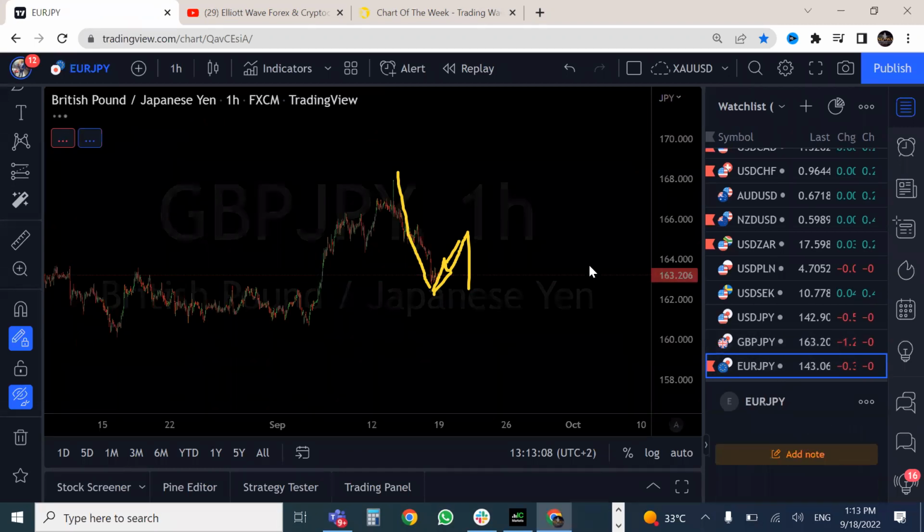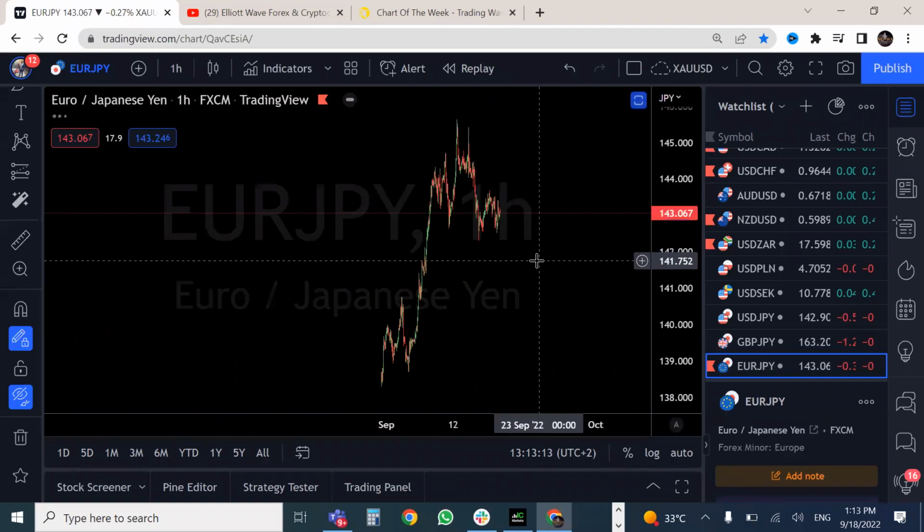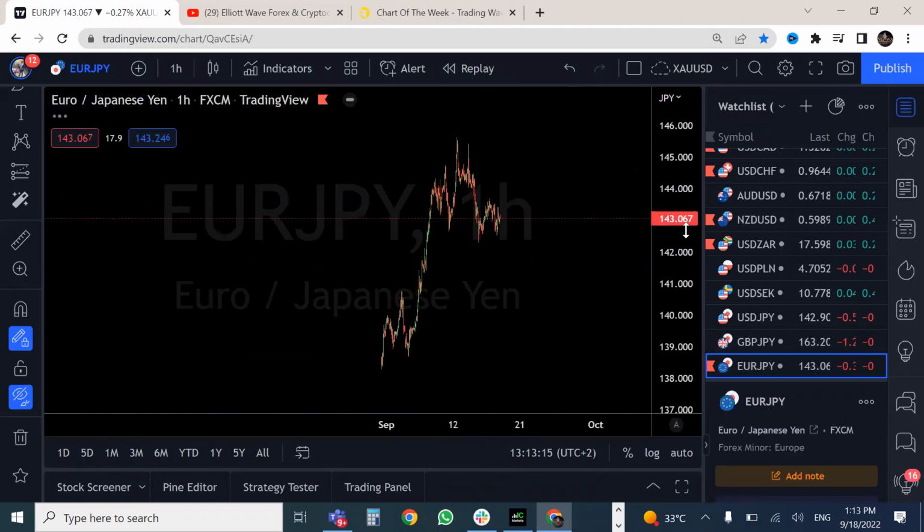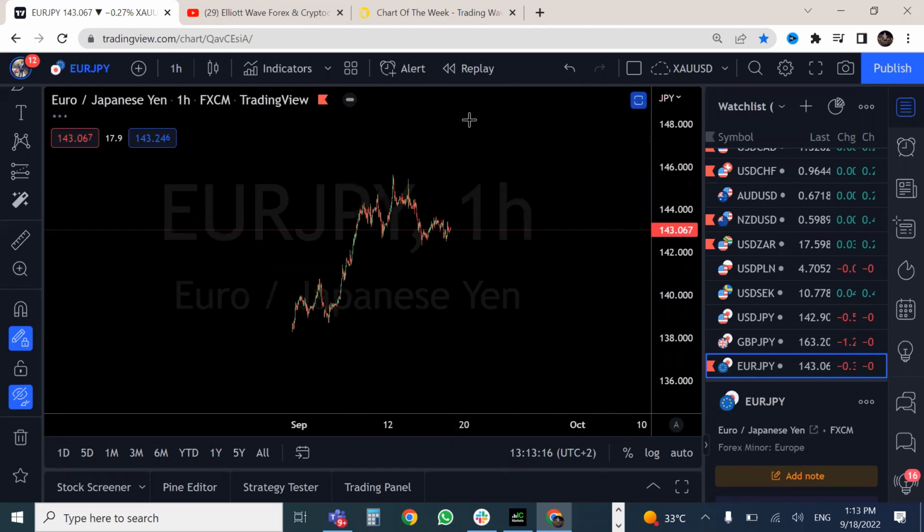Euro yen. Now looking at Euro yen. So Euro yen has made a move to the downside. As you can see here, we've got this here. Looks like we can have something like this with the euro, another move down, and then a continuation to the upside. So we'll be watching this.